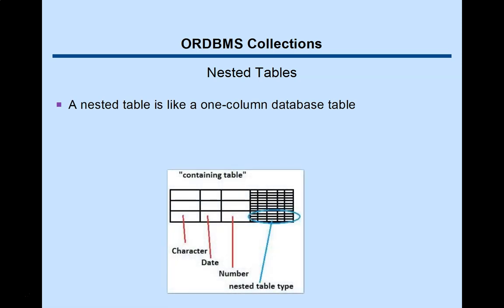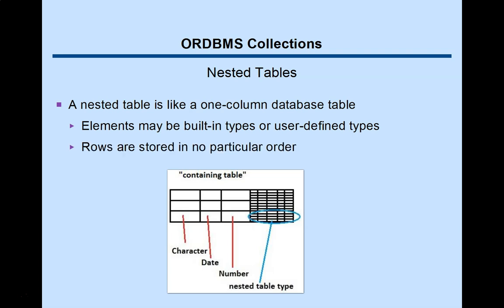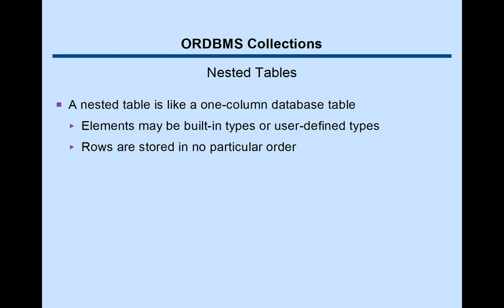A nested table can be thought of as a one-column database table. The table type for this nested table will be the data type of a column in some other table. The elements may be built-in types or user-defined types. The rows are stored in no particular order. This is characteristic of any relational table. Hence, a nested table is like another relational table, but it is nested or embedded within the column of another table.